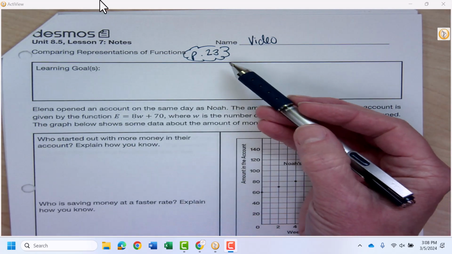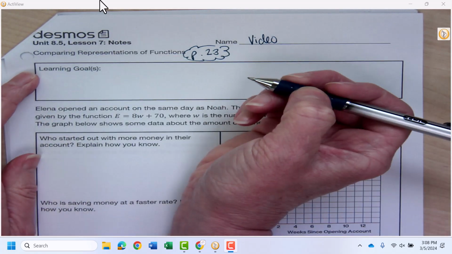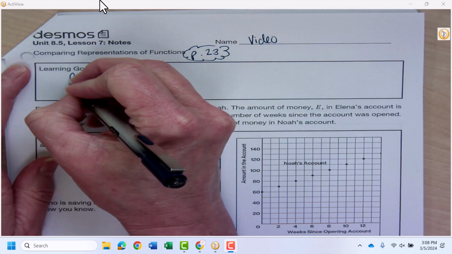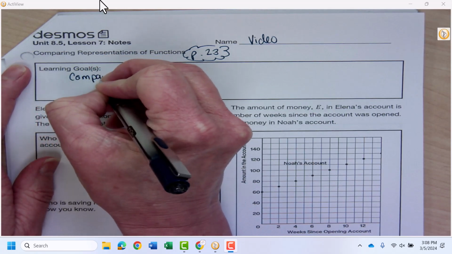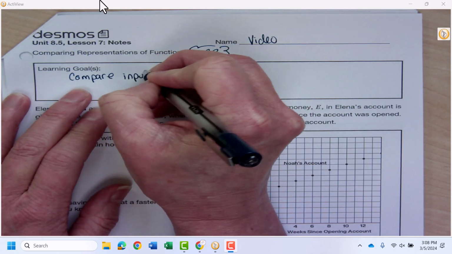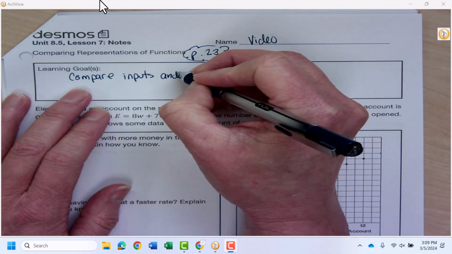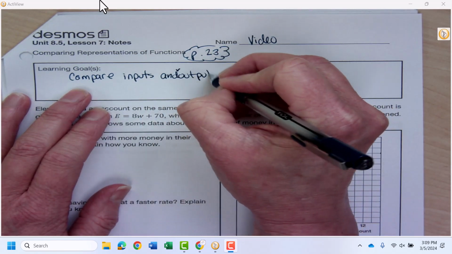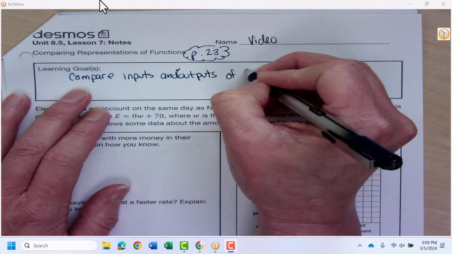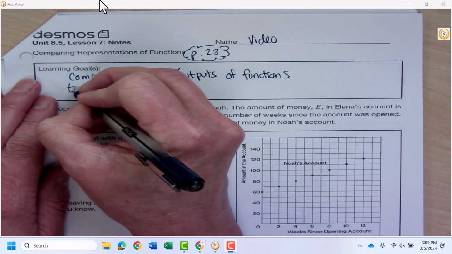All right, we're on page 23 in your notebook, and our learning goal for today is to compare inputs and outputs of functions that are represented in different ways.